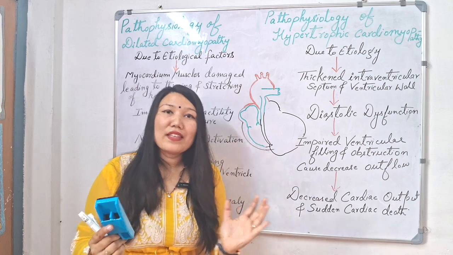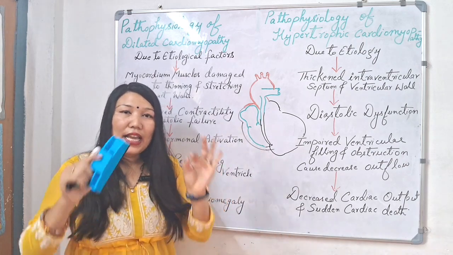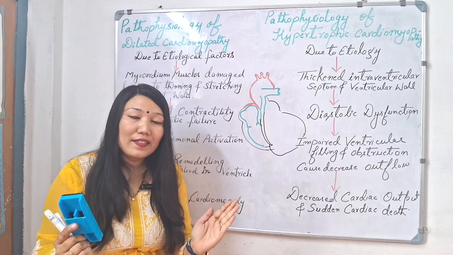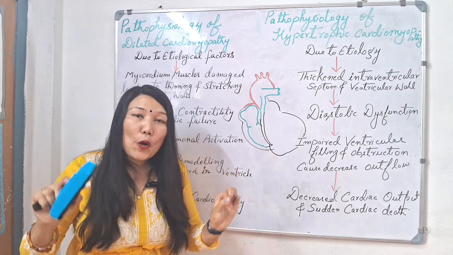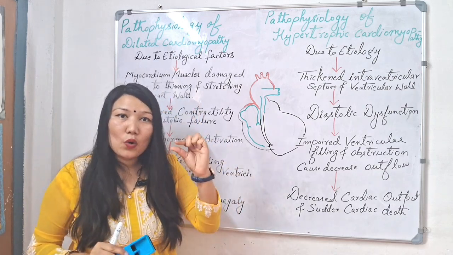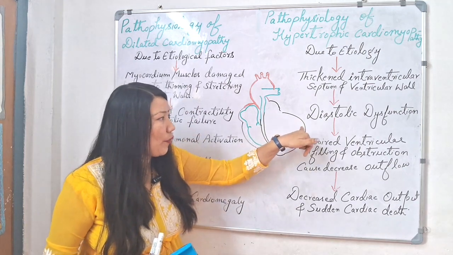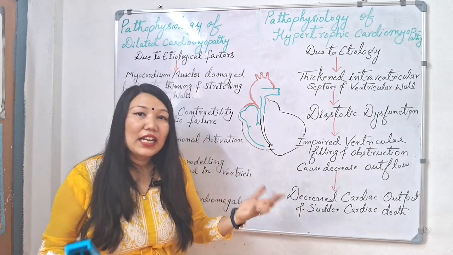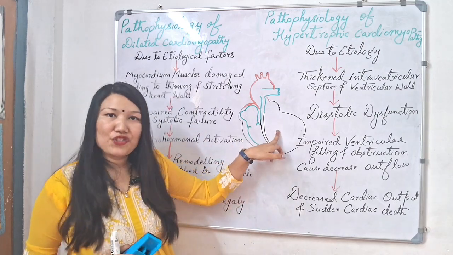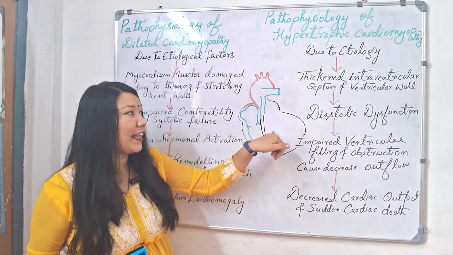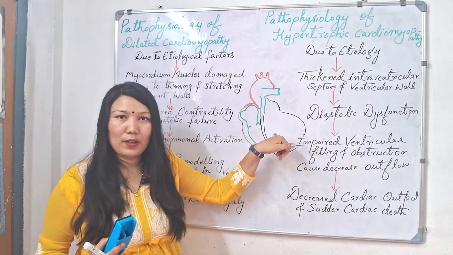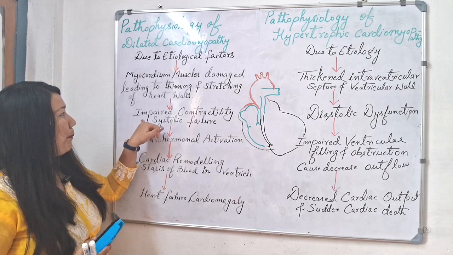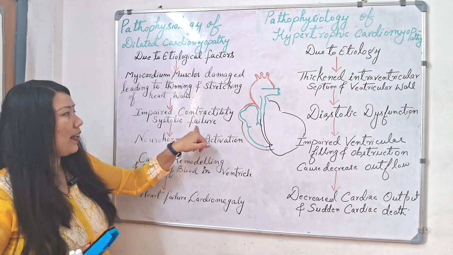So what happens when this wall becomes stretched? If the wall is dilating, stretching out, and expanding, then the layer of muscle will become very thin. Due to this stretching of the ventricular wall, the muscle layer has become very thin. It looks like a balloon-shaped structure, or we can say a banana-shaped structure. So next, what will happen? There will be impaired contractility, systolic failure.